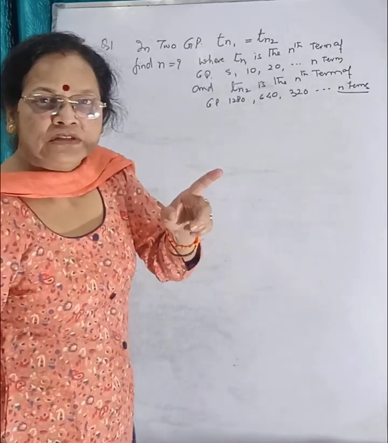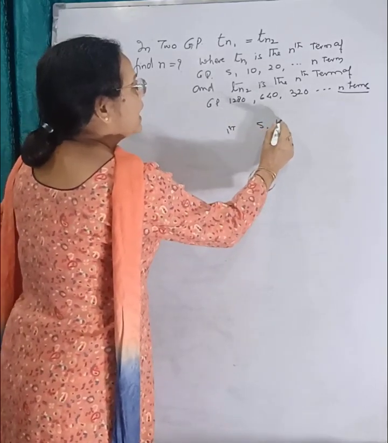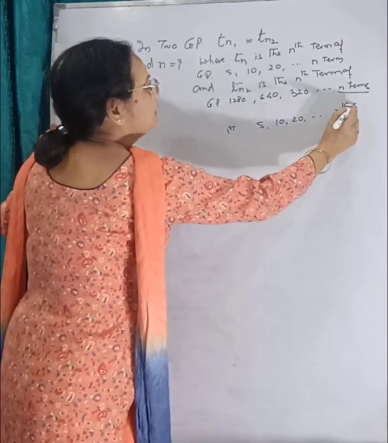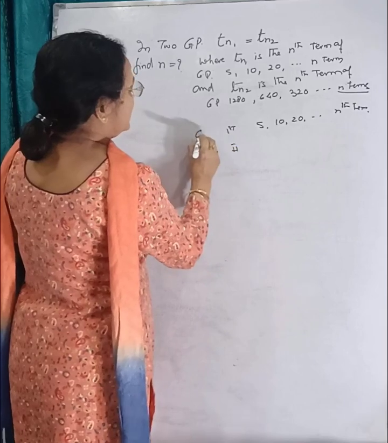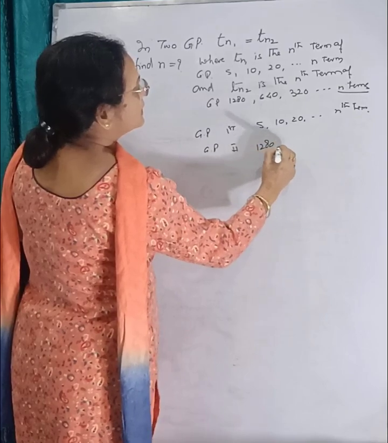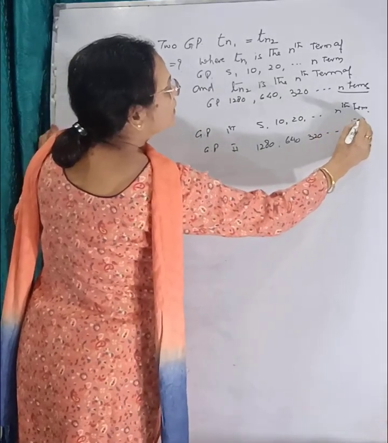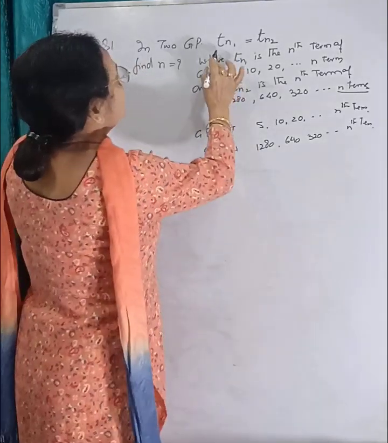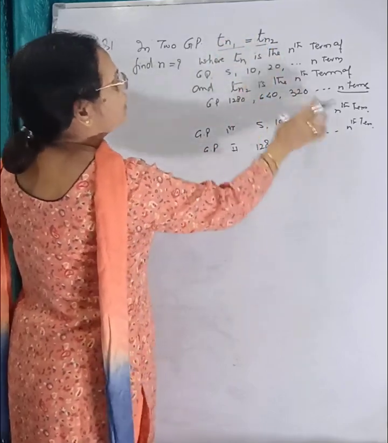It means we are having two GPs. One is this: the first one is 5, 10, 20 and so on up to nth term. Similarly, the second one is also a GP. The first term is 1280, second is 640, third is 320 and so on up to nth term. These are the terms of the GPs we are given. The condition is that the nth terms of both are equal.